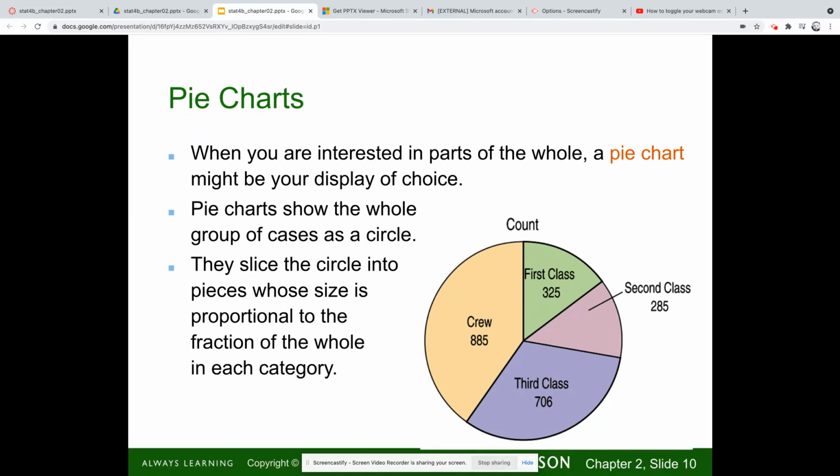So if you're interested in parts to the whole, then a pie chart would work better. Pie charts show the whole group. This is very similar, right? The slices of the circle, like pizza slices, show the percentage or proportion or fraction, however you want to put it. Remember, for a fraction, the numerator is the part, the denominator is the whole. Proportion is the same thing relative to another number. And then the bigger slice means a bigger proportion. Now you could also do the same thing with a relative frequency by replacing the counts with actual percentages. The pie chart would be exactly the same.